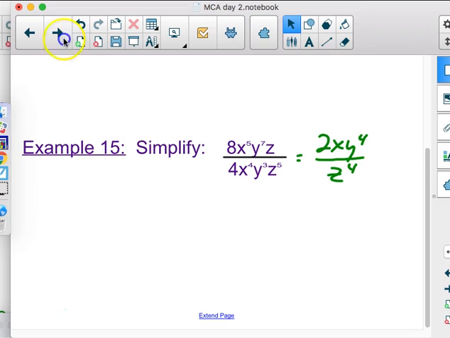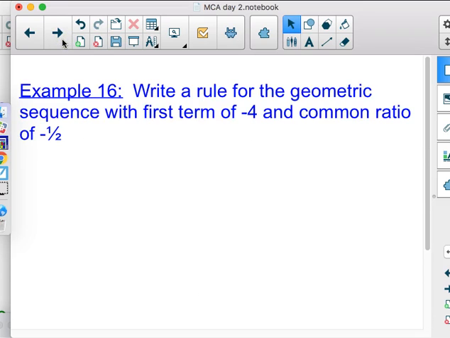Now, the other thing that they're going to expect you to know when you get to the MCAs is arithmetic and geometric sequences.